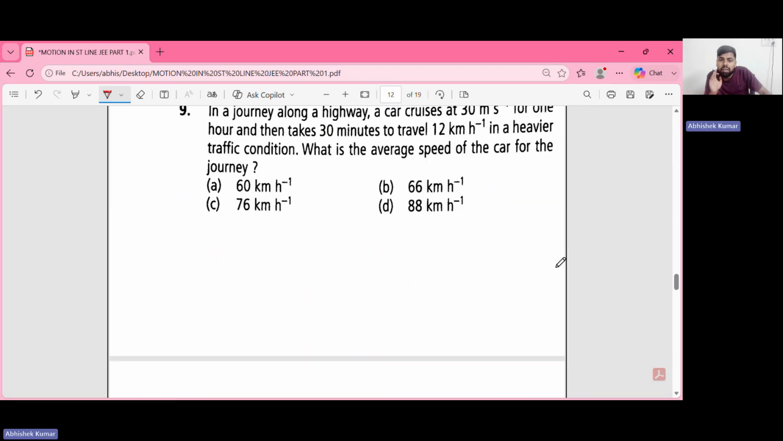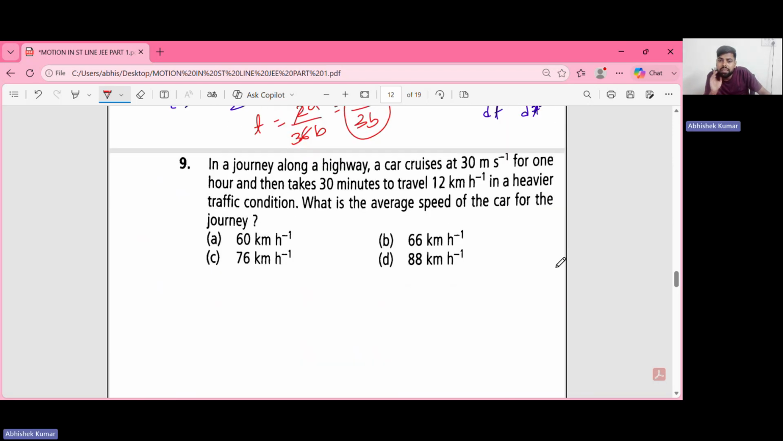In a journey along a highway, a car cruises at 30 meters per second for 1 hour. Then it takes 30 minutes to travel at 12 kilometers per hour. Options are also given in kilometer per hour. Convert this into kilometer per hour. So you know that basic thing.